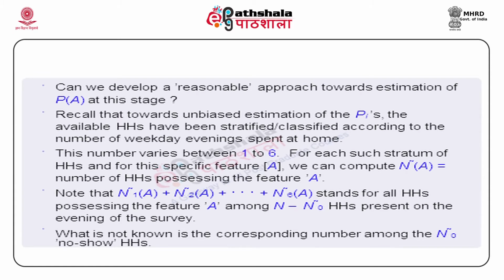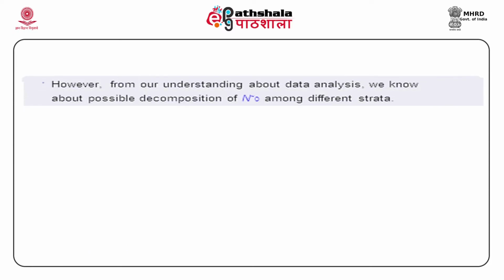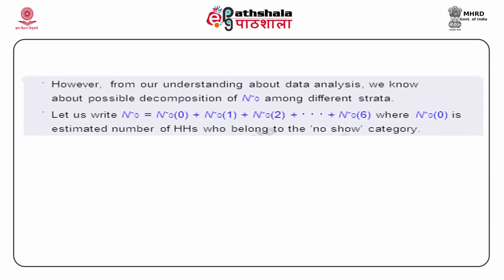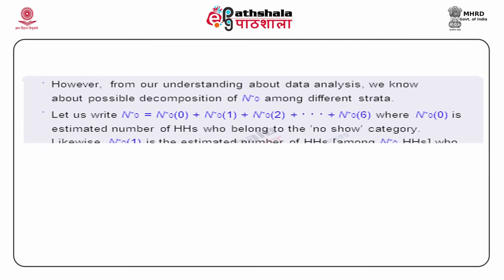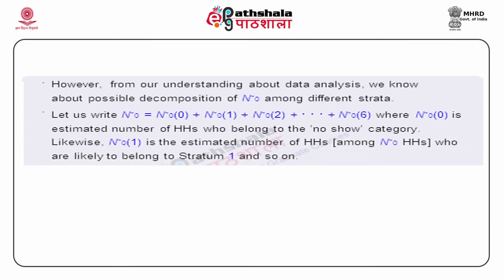So, now we can project it. However, from our understanding of the data analysis, we know about a possible decomposition of ñ0 among different strata. You recall that ñ0 has a decomposition. This is absolutely no show, ñ00, no show at all. Others are not present today, but they are present on one night, on 2 nights, on 6 nights, where ñ00 is the estimated number of households who belong to the no show category. Likewise, ñ01 is the estimated number of households among ñ0 households who are likely to belong to the stratum 1 and so on.